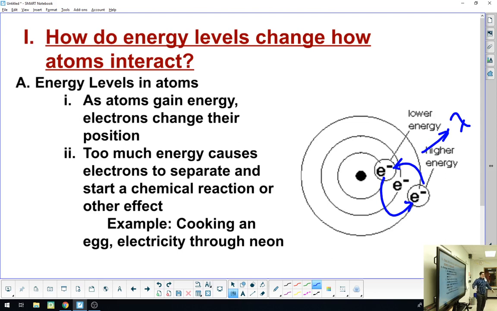What about a boiled egg? Same thing. By adding heat or energy to the system, you cause those electrons to move to a different energy state, and when your eggs cool off, they're no longer bound together like this, they're kind of like this. And electricity through neon, those noble gases we talked about.